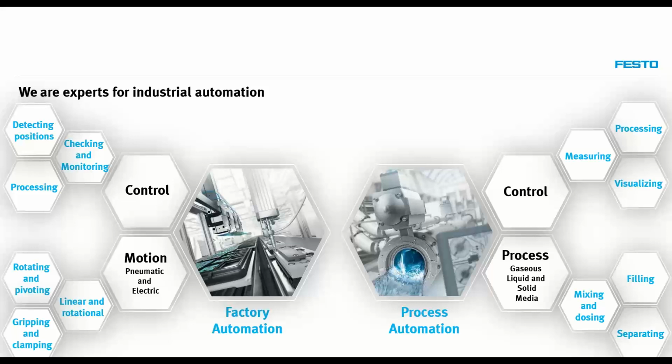Industrial automation is our expertise. Mainly, it's presented by factory automation and process automation. In factory automation, for example, we control the motion, for example, gripping a certain product, detecting the position. It can be done through a wide range of Festo products, for example, cylinders, solenoids, valves, air preparation units, and so on. In process automation, mainly we are controlling the process itself. For example, mixing of fluids by measuring and visualizing the process itself.